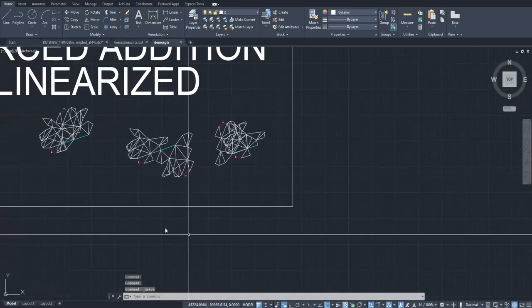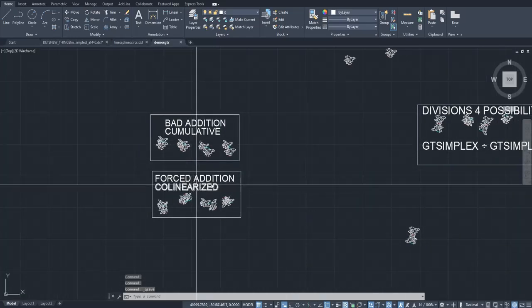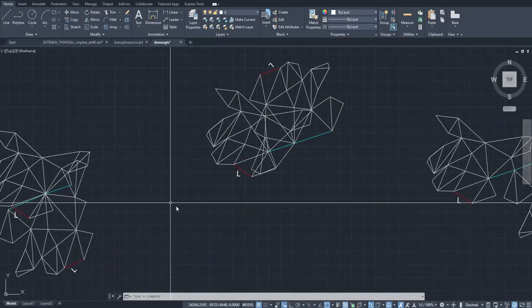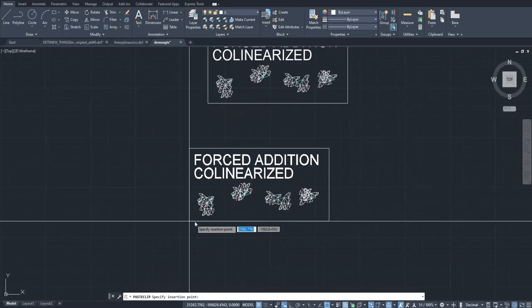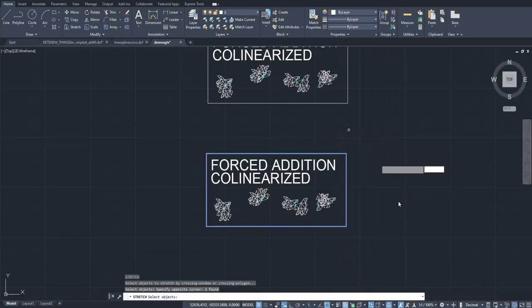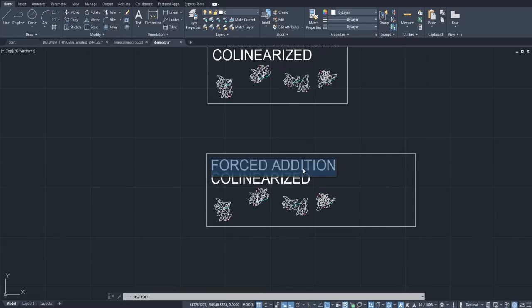And for the two different cases, one was the bad addition, one was the good addition, but the forced addition is done here. Similarly to the addition, the overlapping will happen in the subtraction. Suppose we want to do the subtraction in this, then we can get the forced overlapping, forced subtraction, where we will do the overlapping of the smaller line segments on the bigger line segment. Forced subtraction.